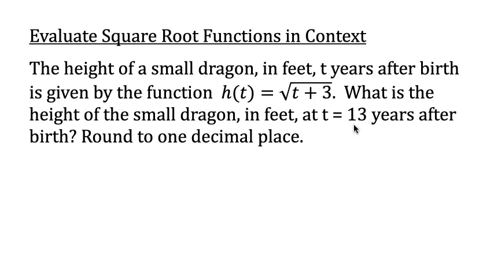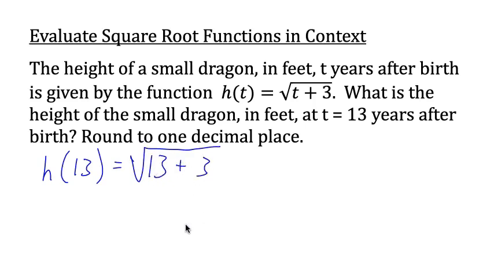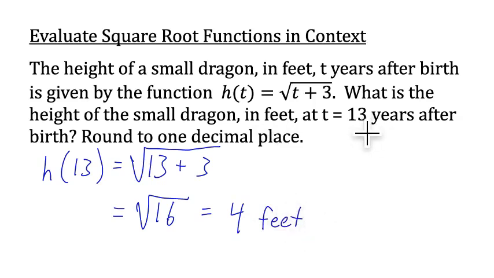All right, our input is 13, so we're going to substitute 13 for t in the right-hand side of that function. So h of 13 equals the square root of the input of 13 plus 3. Well, we go ahead and just add those numbers inside the square root sign and get 16. And the square root of 16 equals 4. All right, so the height of the dragon is 4 feet when the dragon is 13 years old.